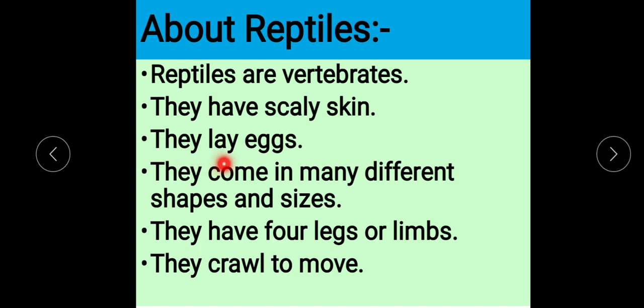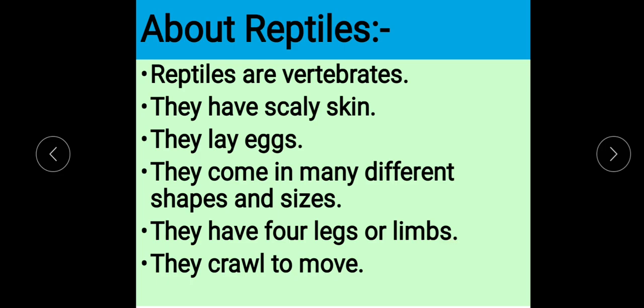Next point, they lay eggs. If we talk about lizards, turtles, snakes, they all lay eggs. Most reptiles lay eggs. Next, they come in many different shapes and sizes. Okay. Next point, they have 4 legs or limbs.